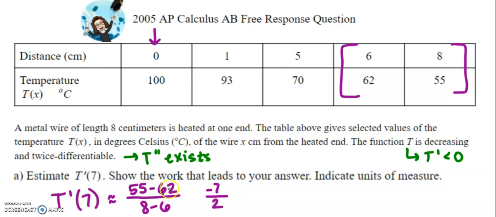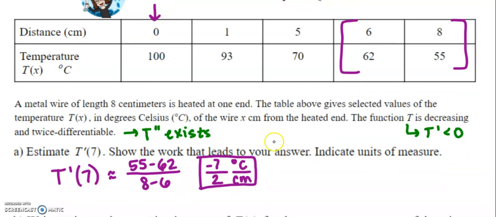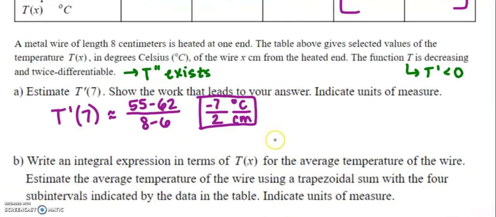The numerator, 55 and 62, were measured in degrees Celsius. The denominator, 8 and 6, were measured in centimeters. So our units are negative 7/2 degrees Celsius per centimeter. So the rate of change of the temperature at 7 is approximately negative 7/2 degrees Celsius per centimeter. All right, that doesn't have to do with the trapezoid rule yet, so let's look at the trapezoid rule.